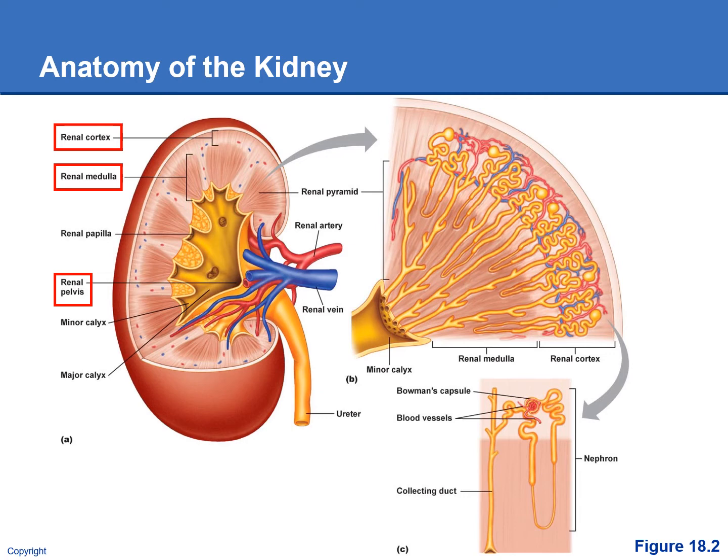If we take a closer look in the renal cortex and the renal medulla, you can see that there are millions of these nephrons. So the nephrons are the functional units of the kidneys. So they're actually going to be filtering the blood and making the urine. Each kidney has about 1.3 million nephrons, so we've got a lot of them.